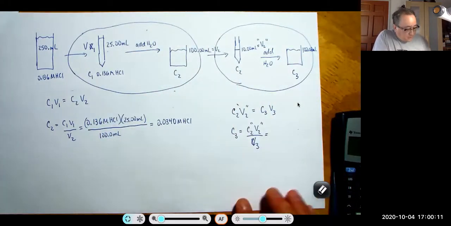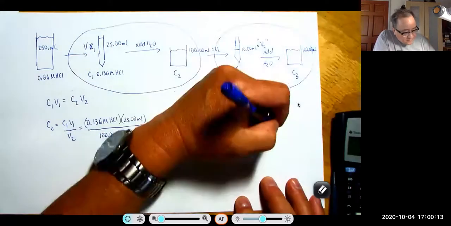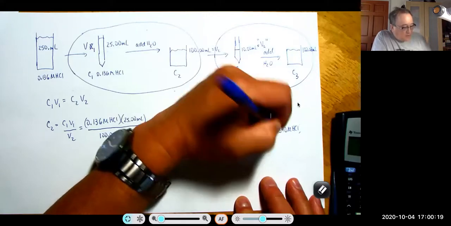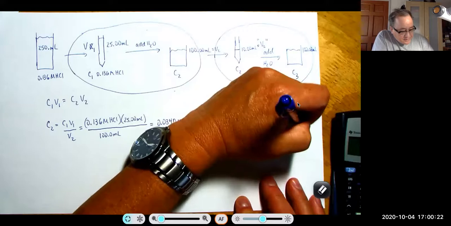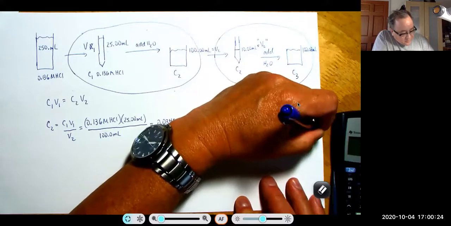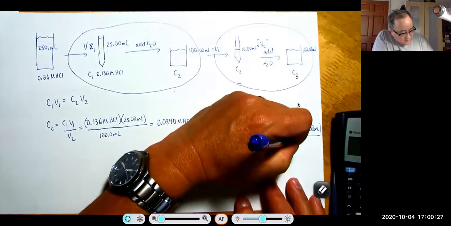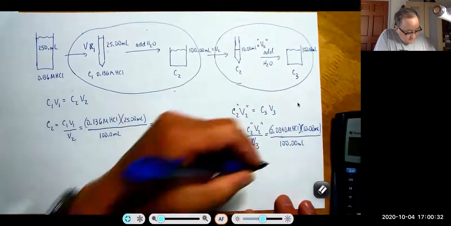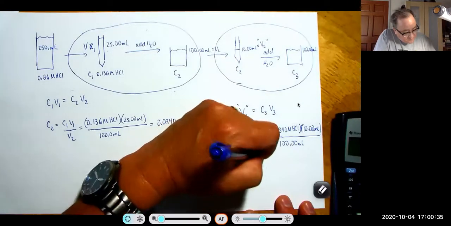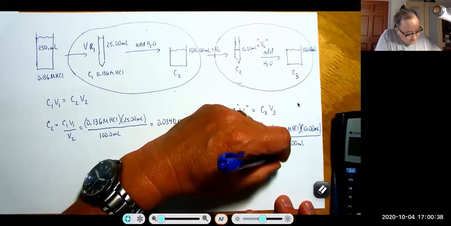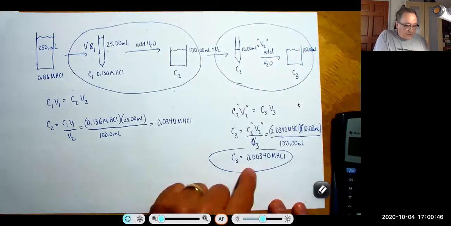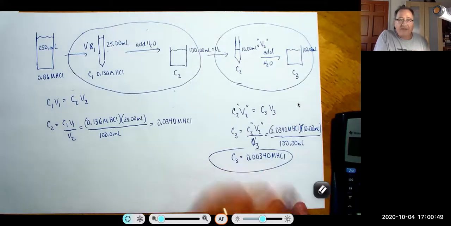All right. So when I plug in the numbers here, I get 0.0340 molar HCl. Volume 2 is 10.00 milliliters, and then 100 milliliters. So C3 is going to be this number basically divided by 10. And there is the final answer for the concentration of the final dilution, 0.00340 molar HCl.